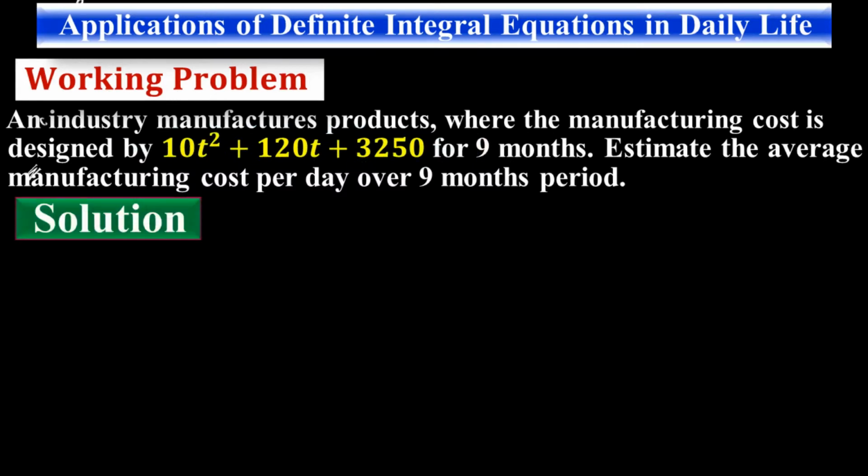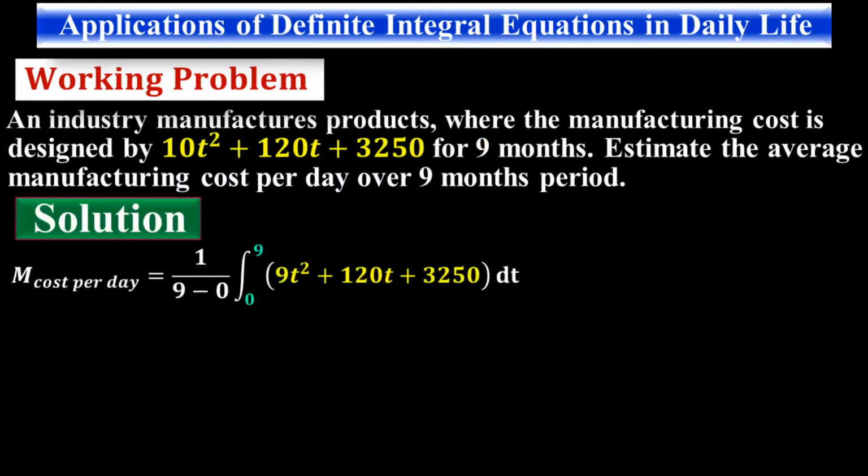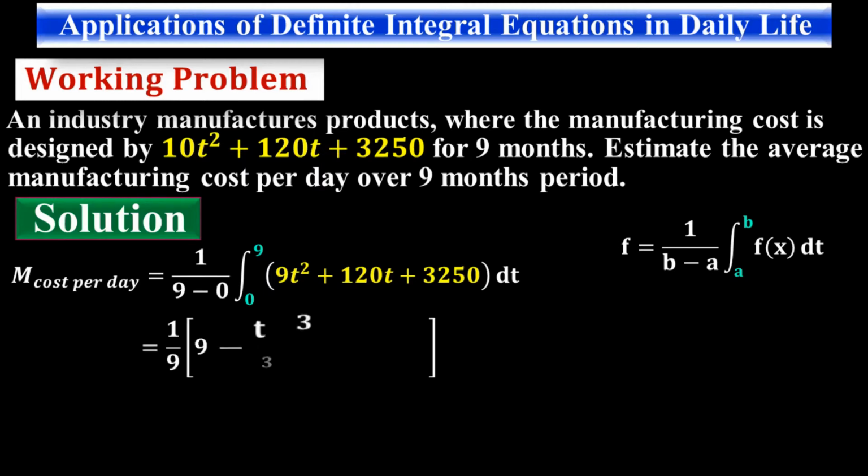Solution. From the formula, the manufacturing cost per day equals 1 over (9 minus 0) times the integral of 10t² + 120t + 3250. I applied this formula here where my b is 9 and my a is 0. 9 is 9 months. Take the integral to have 10t³ over 3 plus 120t² over 2 plus 3250t.